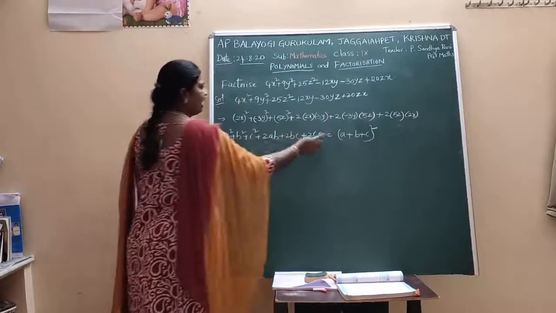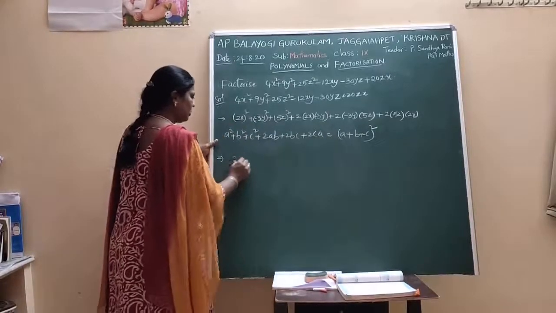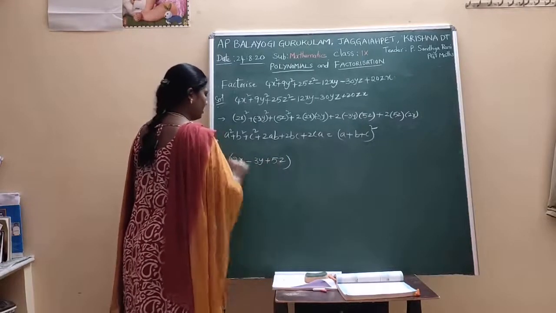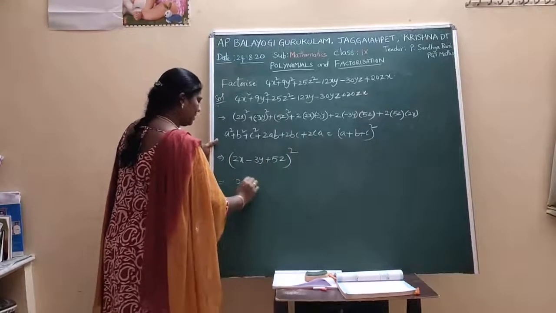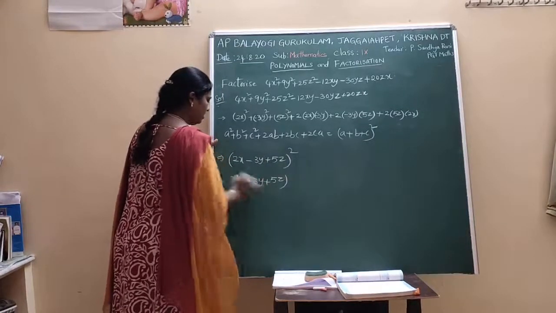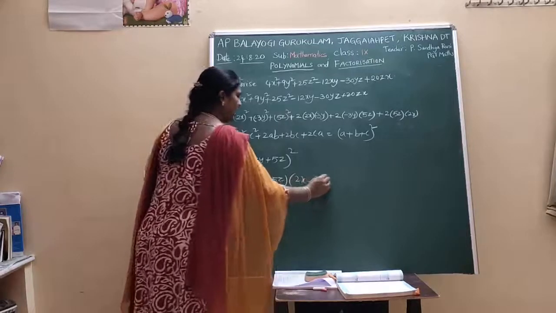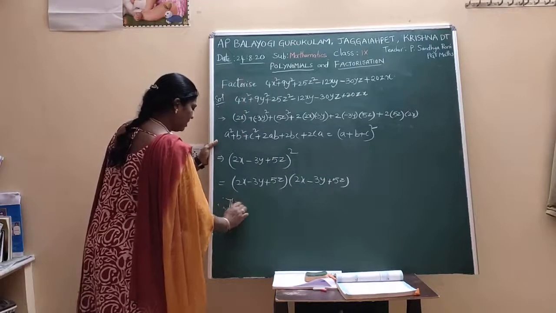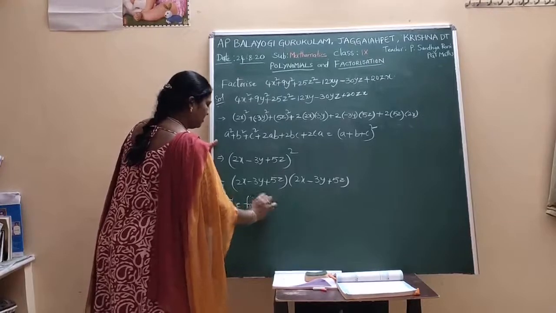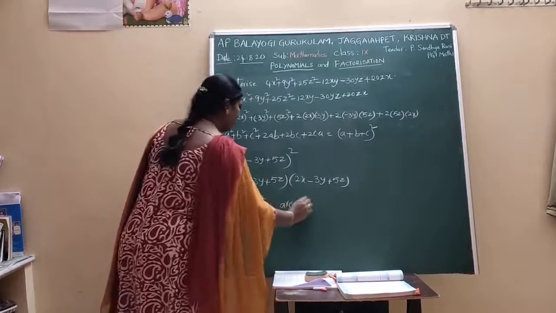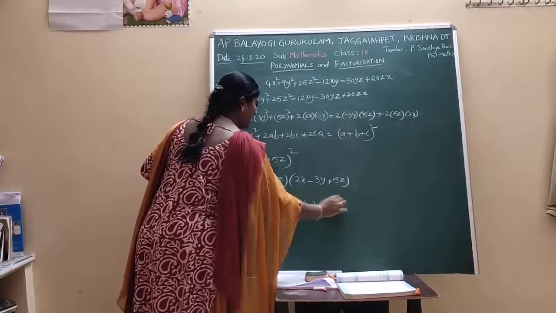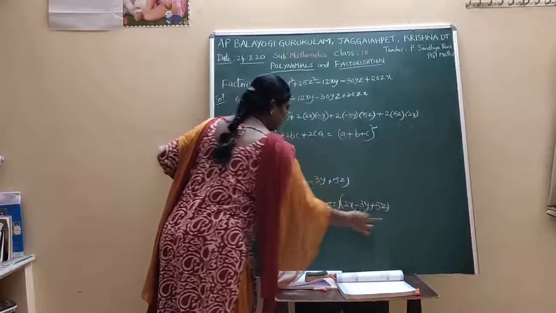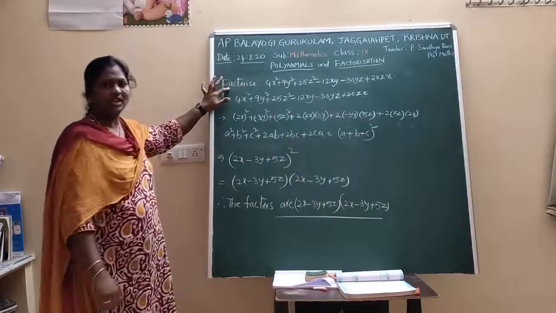Now again we compare with a plus b plus c whole square, that is 2x minus 3y plus 5z whole square. This can be written as 2x minus 3y plus 5z into 2x minus 3y plus 5z. Therefore, the factors are 2x minus 3y plus 5z into 2x minus 3y plus 5z. This is the factorization of the given algebraic expression.